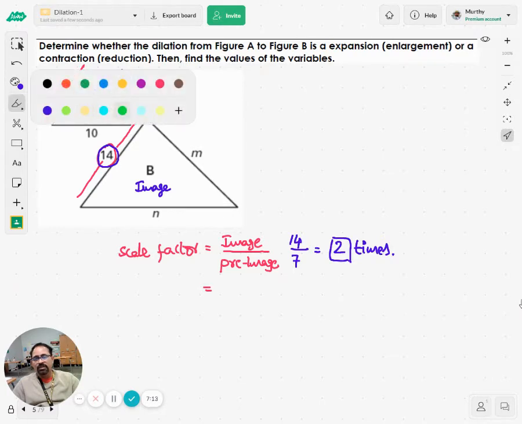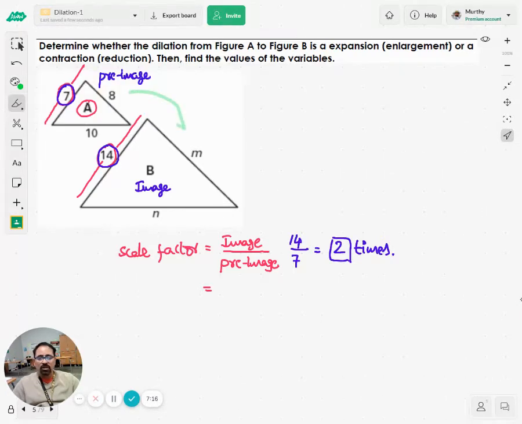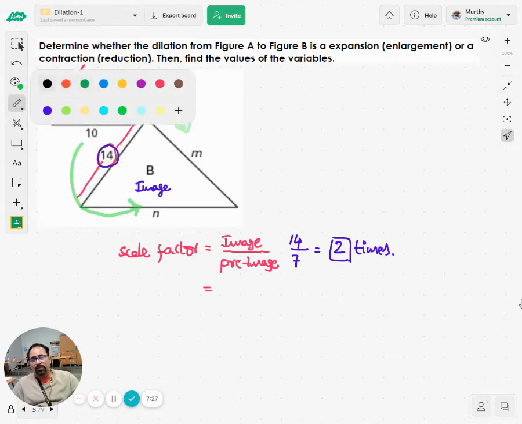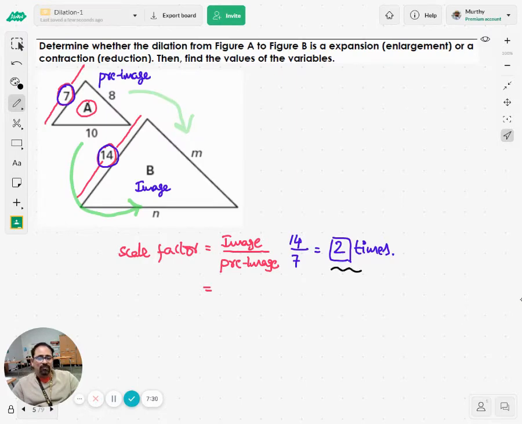Suppose I have to check the value of m, or the value of n, you have to take the corresponding values and just multiply. We know that the scale factor is 2, therefore 8 times 2 gives me 16, and here 10 times 2, 10 twos are 20. The value of n is 20.